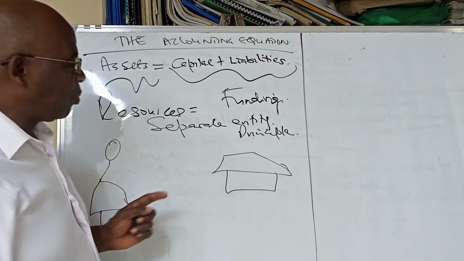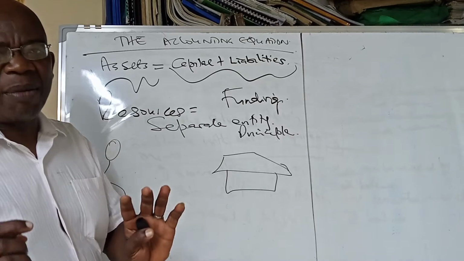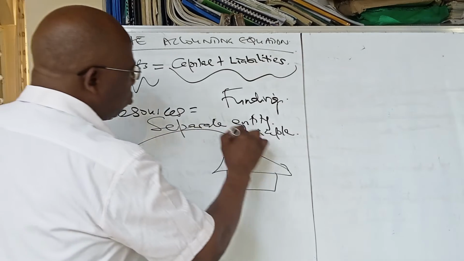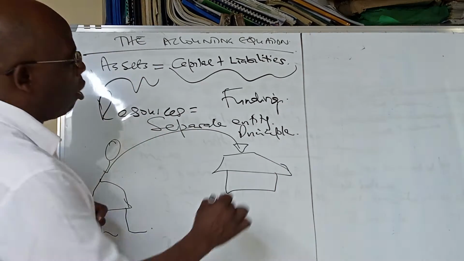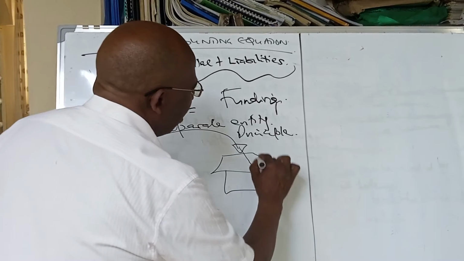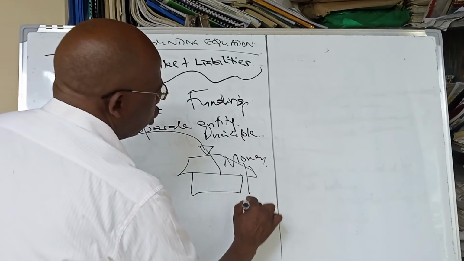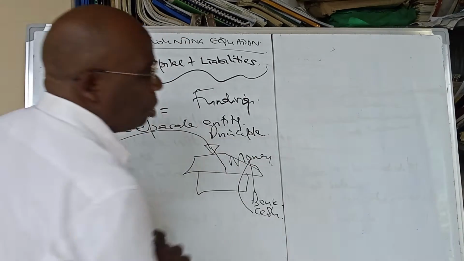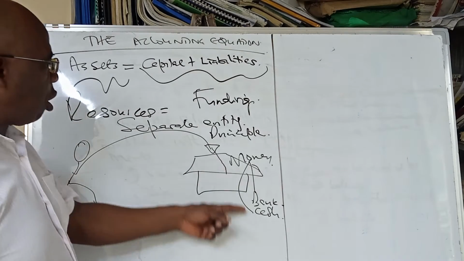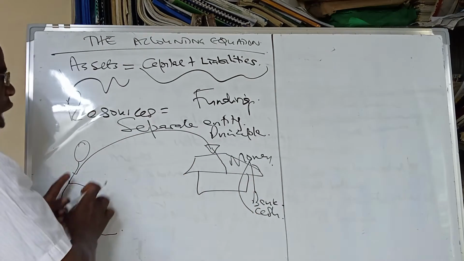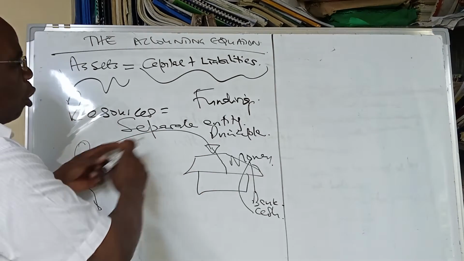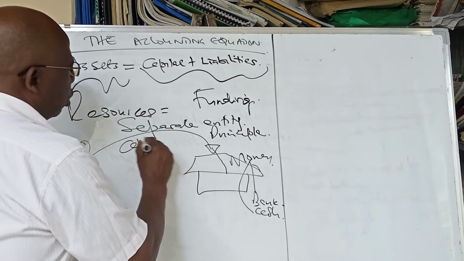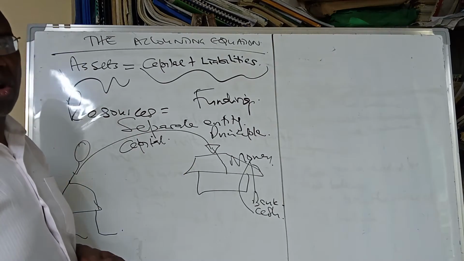Now, we do not mix the accounts of the business with those of the owner. When the owner brings money on board into the business, the business receives money. Those monies could be in the bank, or cash in the office, and now the business owes the owner that money. What the business owes the owner, we call capital.